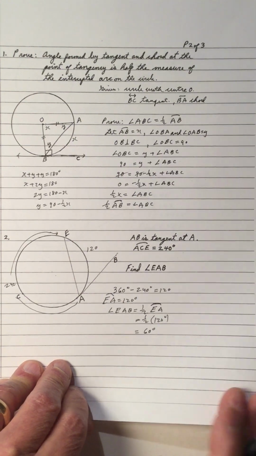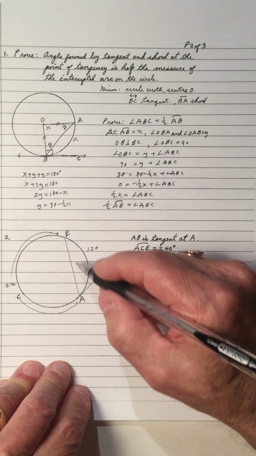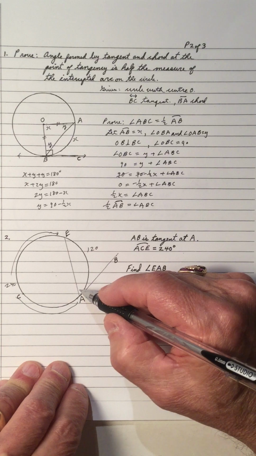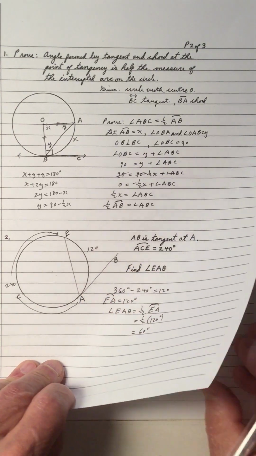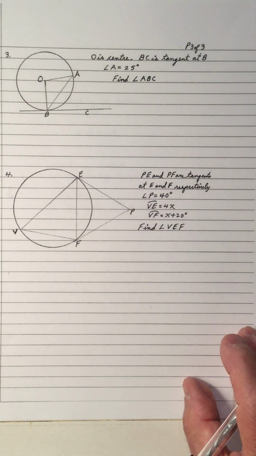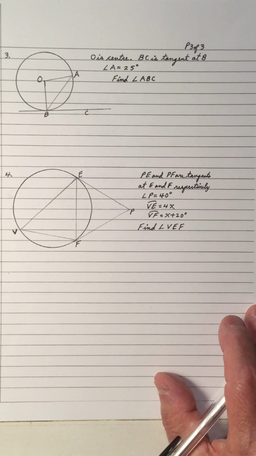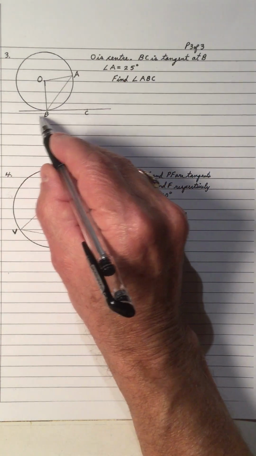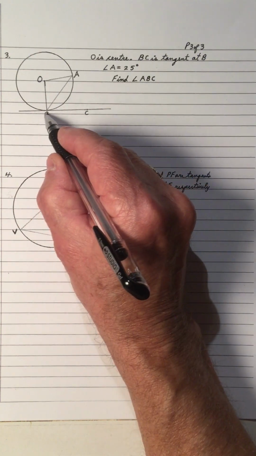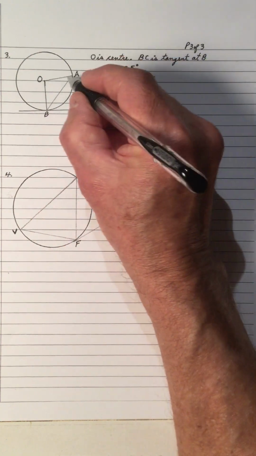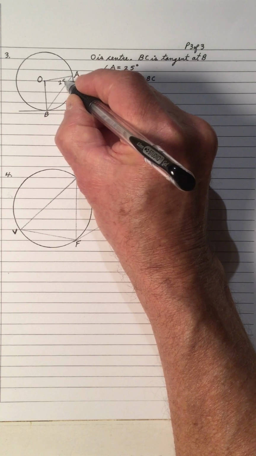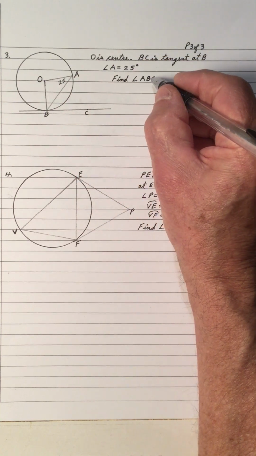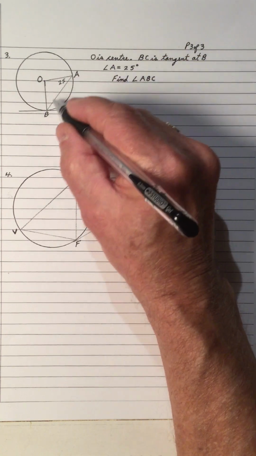Again, the angle formed by the tangent and the chord is half the intercepted arc. Okay, let's continue with a couple more questions. Number 3, O is the center of the circle. BC is tangent at B, and angle A is 25 degrees. Find the measure of angle ABC.